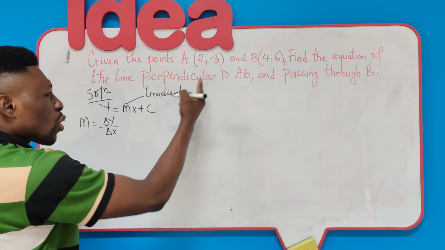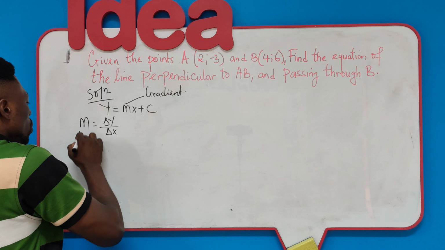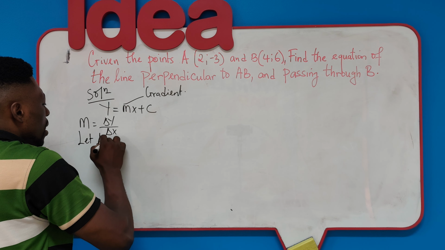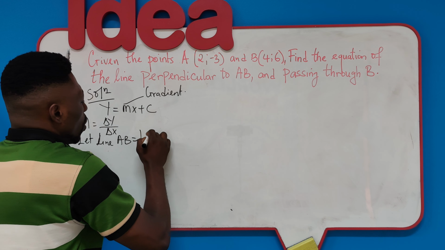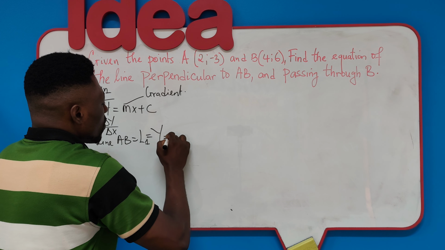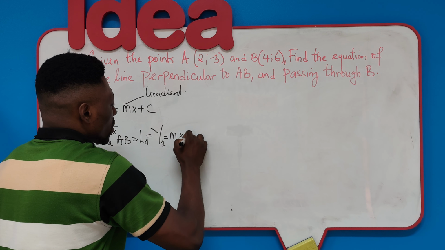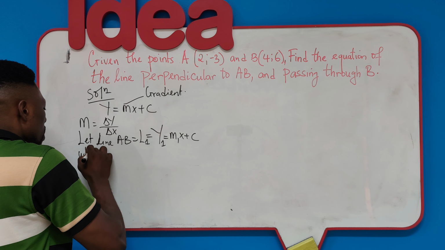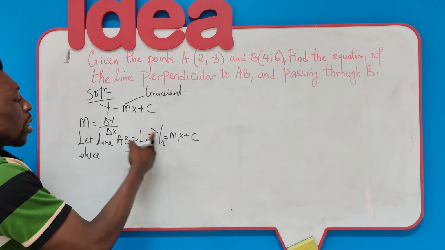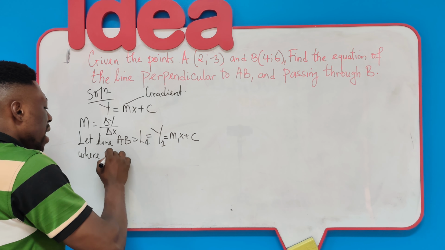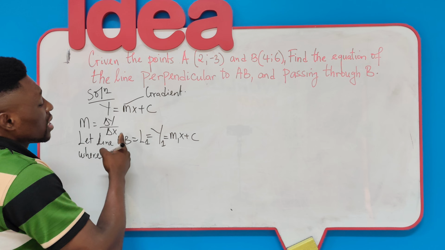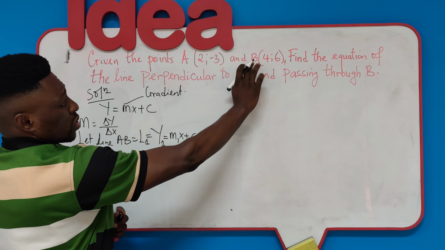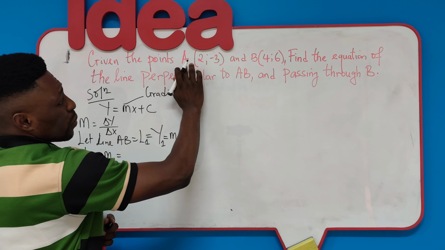All right. So let's call the line AB line 1. So let line AB equal line 1. So we will call it y1, given by m1x plus c, where now let's start by finding m1 in accordance to this formula, where m1 will be the change in y over the change in x. For simplicity's sake, let's consider B to be (4, 6) and A to be (2, -3).